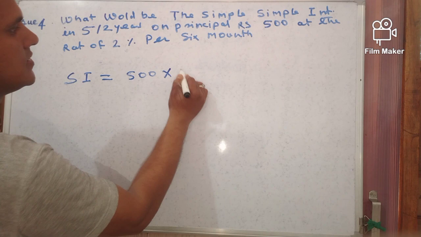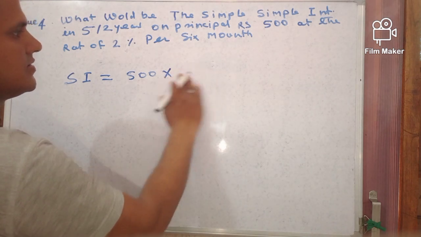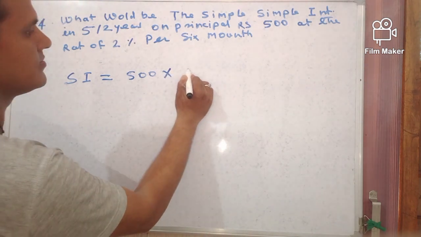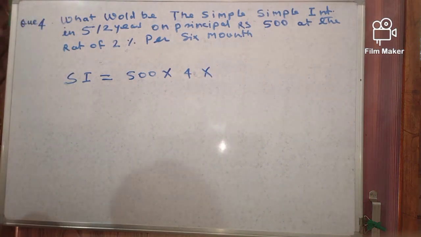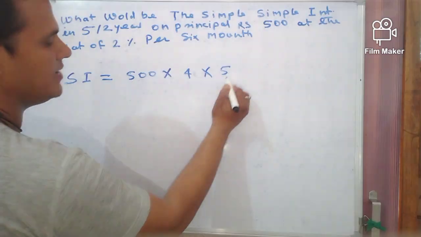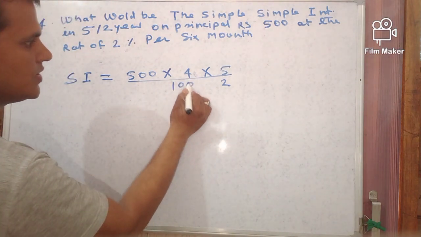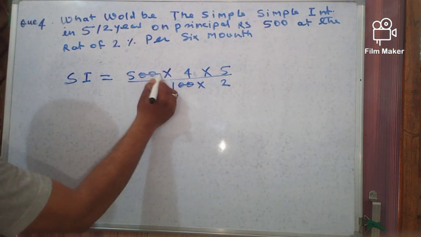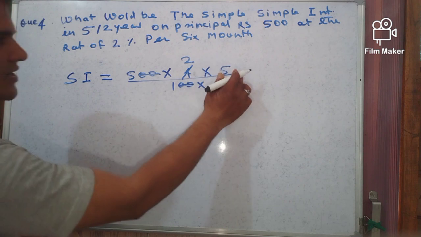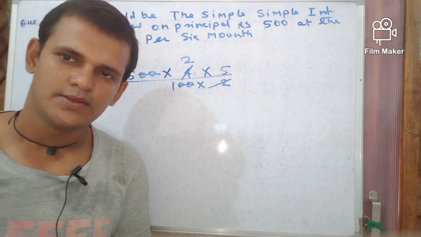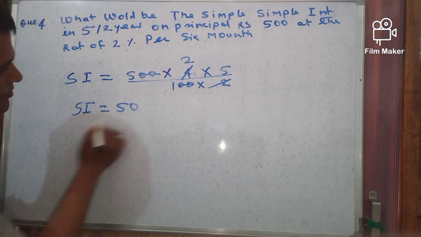So see here, 2 into 2. We can directly write it as 4% per annum in a year, and into 5 by 2 years. So 2 comes here into 100. So zeros cancel and 2 2s are 4. So simple interest will be 5 2s are 10. 10 into 5 is 50. So our answer is simple interest equal to 50.